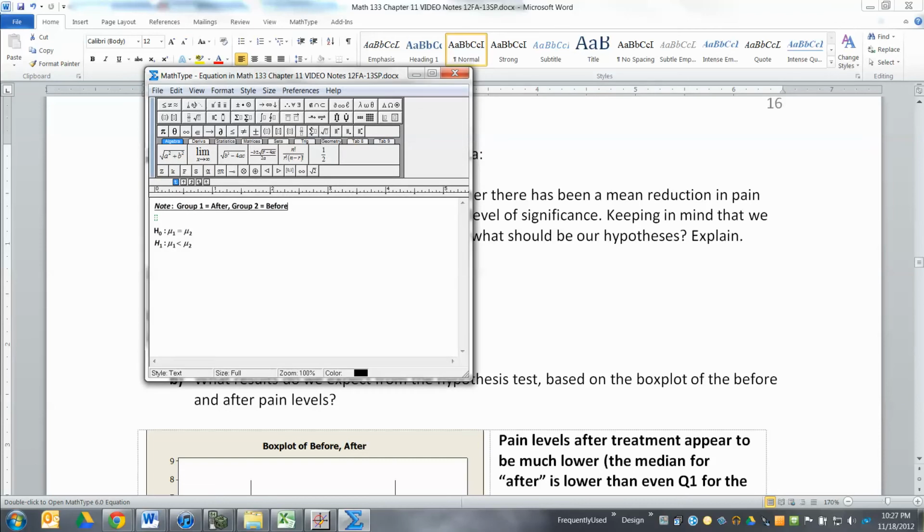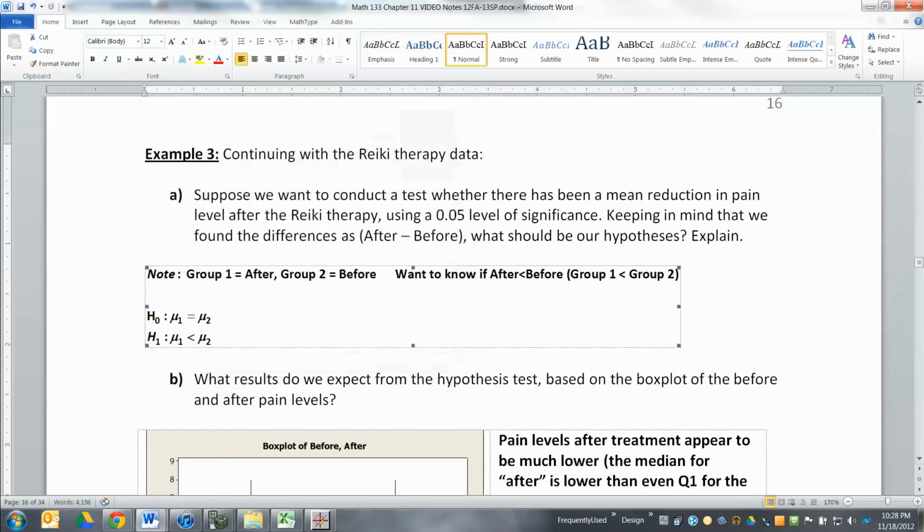So, as a matter of fact, I'll type that up. We want to know if their pain level after the touch therapy is less than before. In other words, group 1 is less than group 2. That's why I set up the hypotheses the way that I did, where mu1 is equal to mu2 is the null, and mu1 is less than mu2 for the alternative. If I had set it up the other way, where it was before minus after, then this sign would be reversed, right? So make a note of that somewhere.